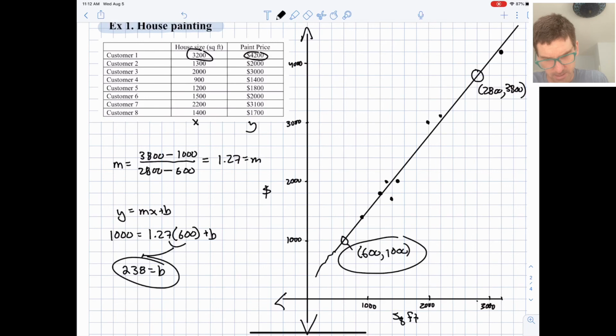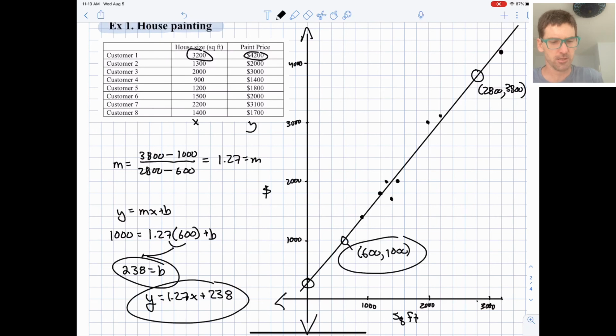Okay, and let's continue our line down here. Does that sort of make sense? Are we getting roughly 200? Yeah, that looks like it could be about 238 right there. Okay, so we have an equation, y equals 1.27x plus 238. So if you were that painting company, you would use that equation to give estimates.